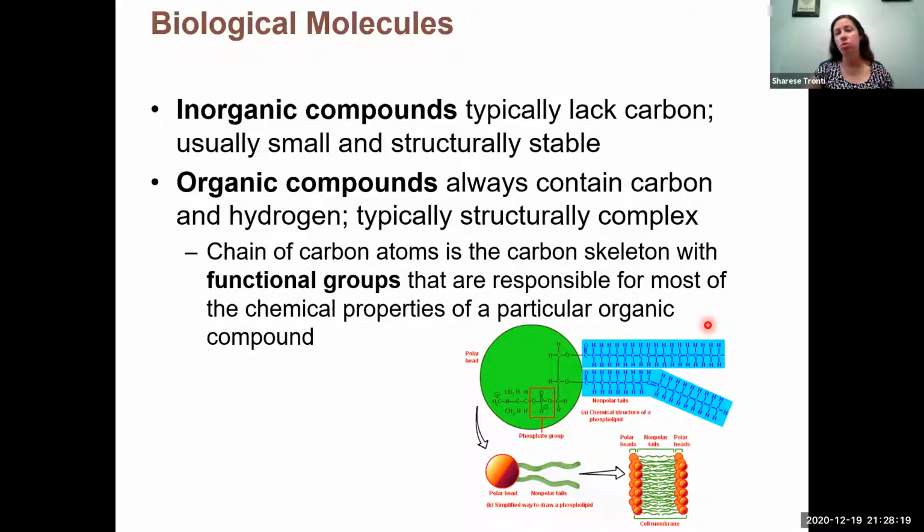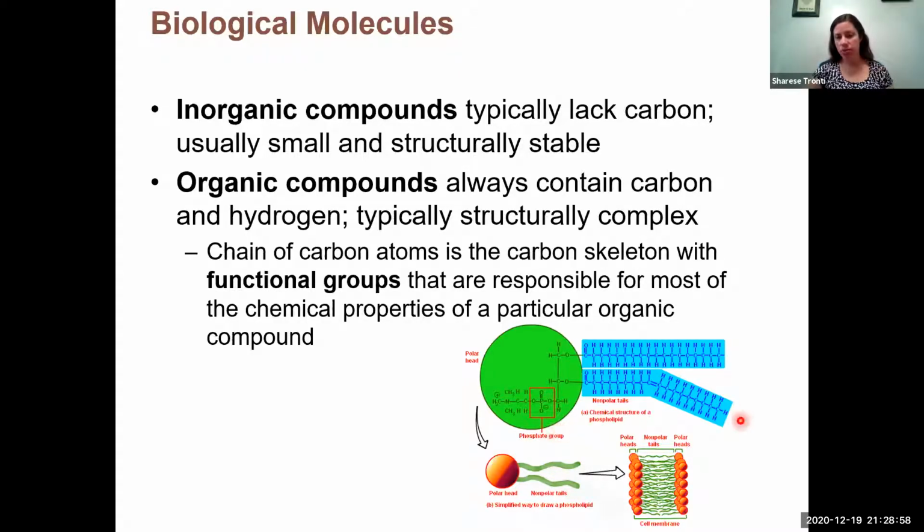And then we also have these functional groups. In addition to the carbon skeleton, so we see all this carbon here, we also have a functional group. A functional group is responsible for the properties of that organic compound. So here is a phosphate. The phosphate right here is part of this phosphate head. And we're going to see when we talk about phospholipids, which this is, that this causes this part of the phospholipid to be polar, which is what gives it its function. That's why it's called a functional group.